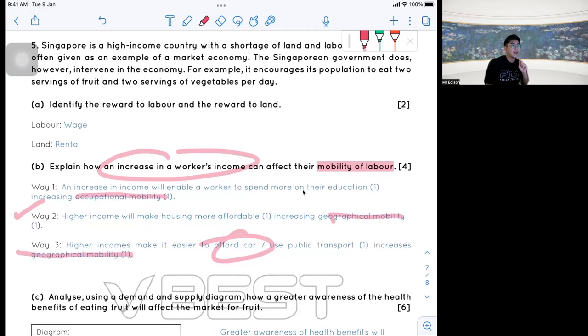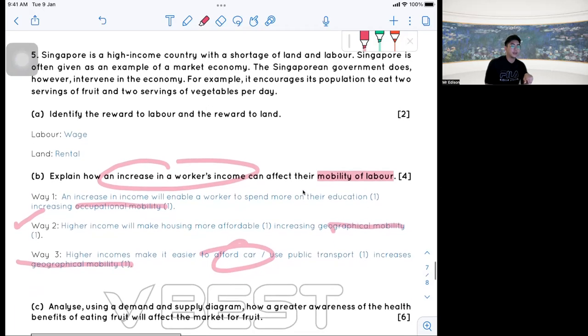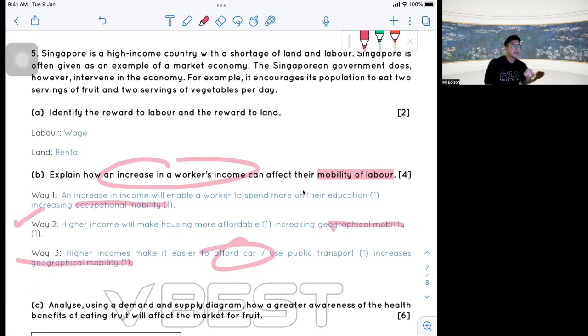Not very hard. And the next one, interesting: using a demand and supply diagram, explain how a greater awareness of the health benefits of eating fruit will affect the market for fruit. So what is the subject here? The subject here is fruit. Okay, fruit, and then greater awareness of health benefits.